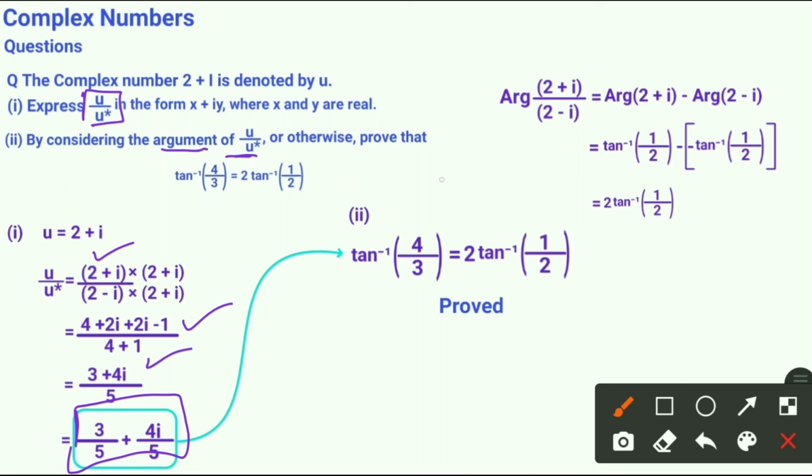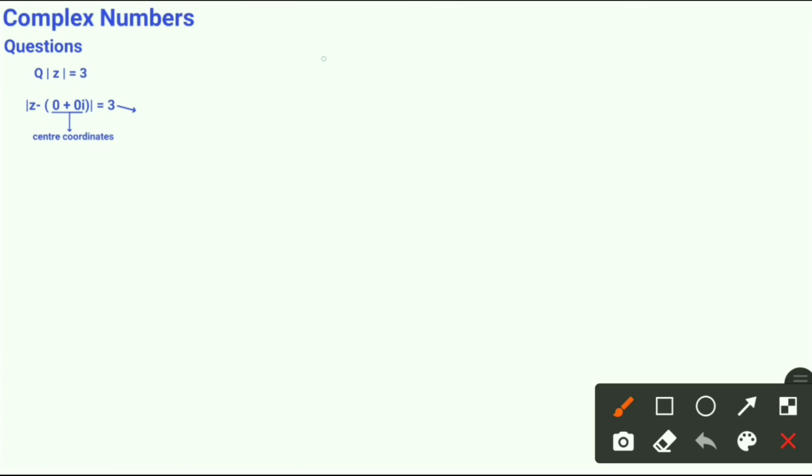Then, by considering the argument of this, which means we need to find the angle of this, tan of 4 upon 3 is equal to tan inverse of 1 upon 2. So right here, 2 plus iota upon 2 minus iota.